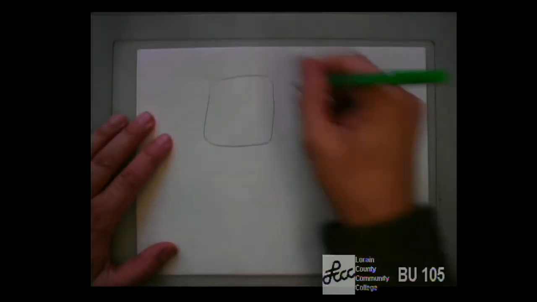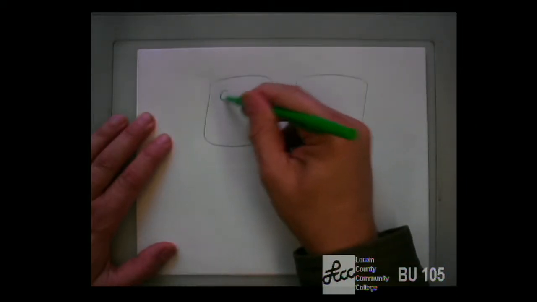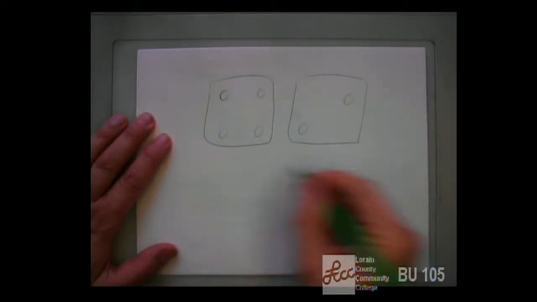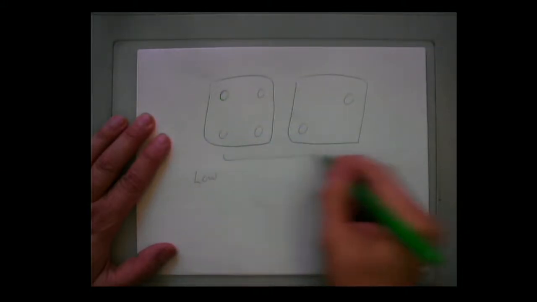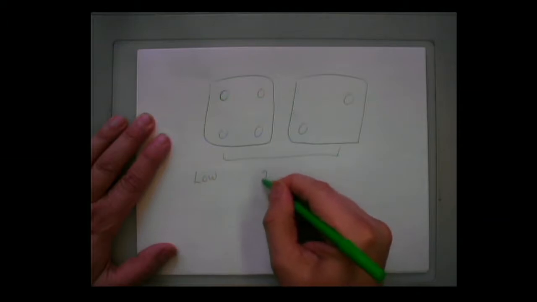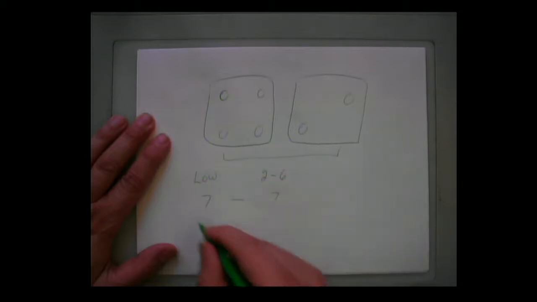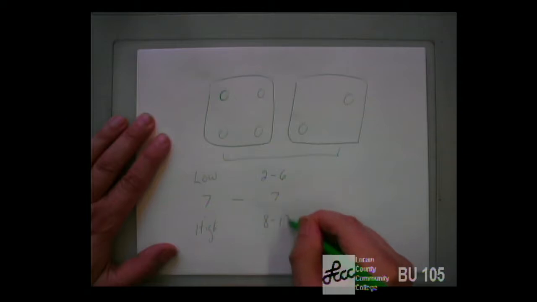The way the game works is like this. You roll 2 dice. A regular 6-sided die can have a value of 1 through 6, so you roll 2 of them. You have 3 choices. You can say the total of the 2 is going to be low, which means 2 through 6. You say it's going to be 7, which means 7. Or you say it's going to be high, which means 8 through 12.